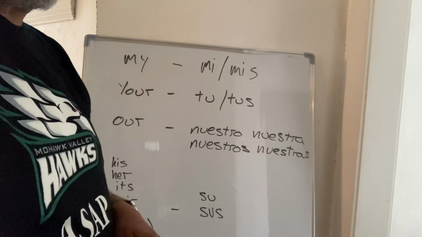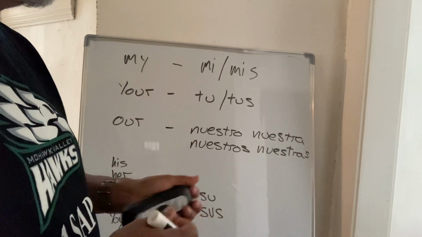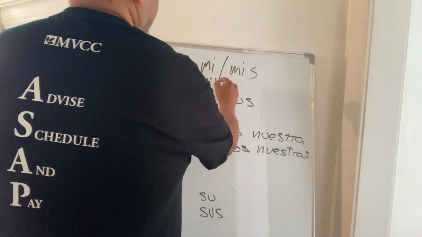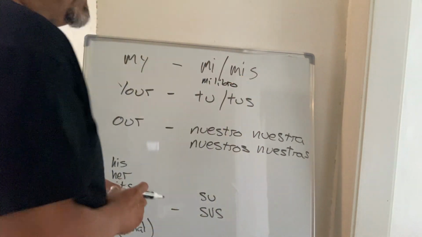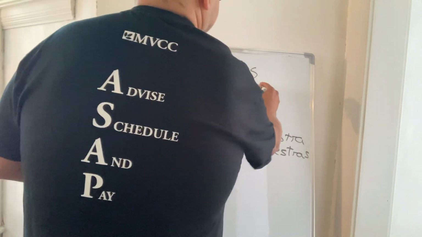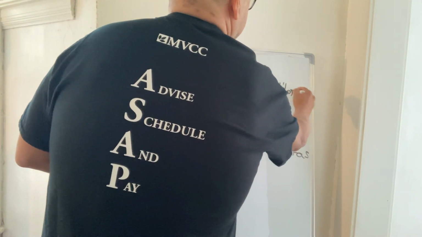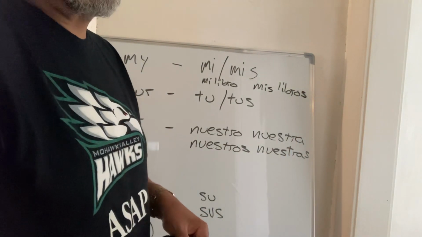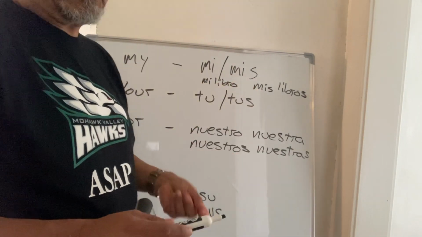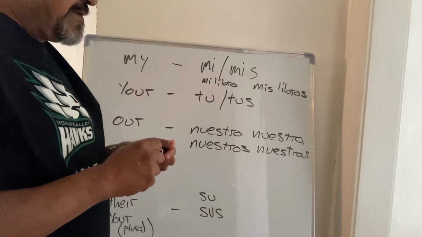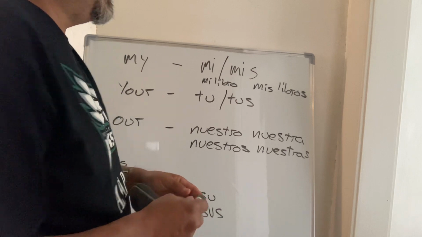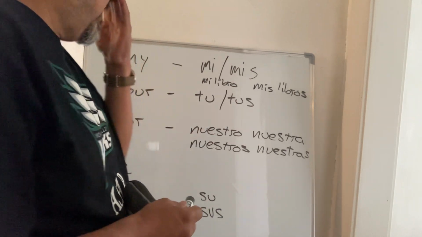What is the difference? Well, both of those words mean my, but we use mi if the thing that you possess is singular. So, for example, mi libro. You have one book, mi libro. If you have more than one book, it's mis libros. So, my book, my books. The English equivalent would be if we were to say my's books, which we don't. So it doesn't really translate directly into English.